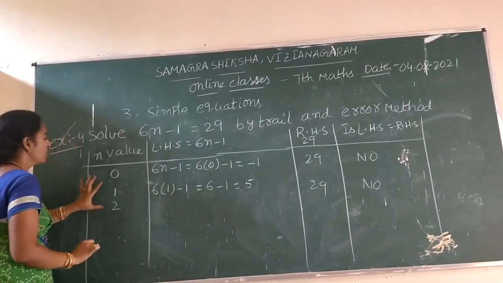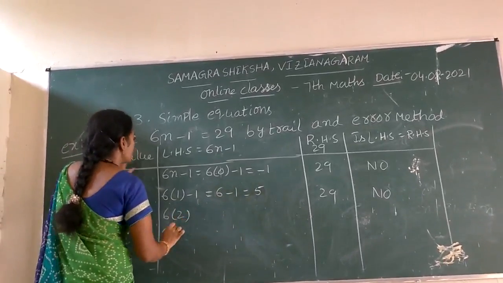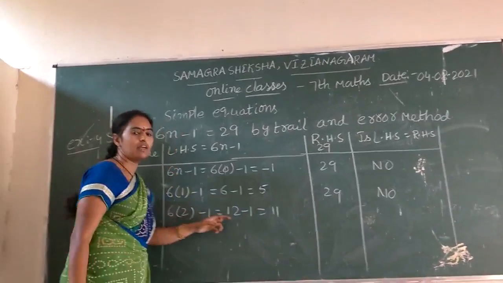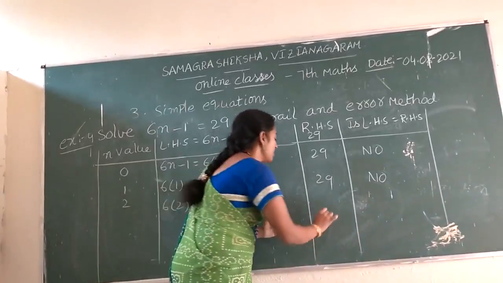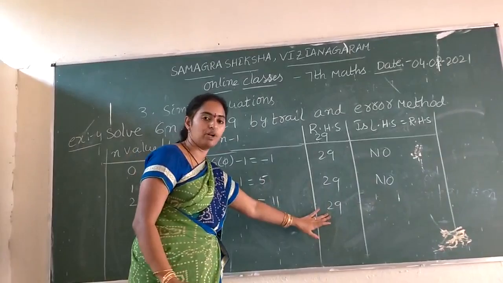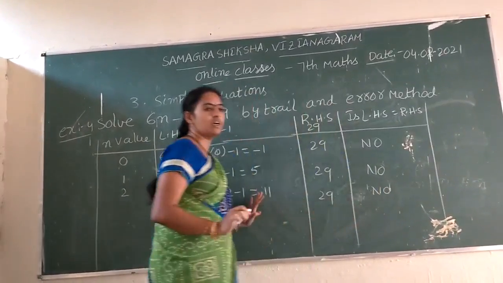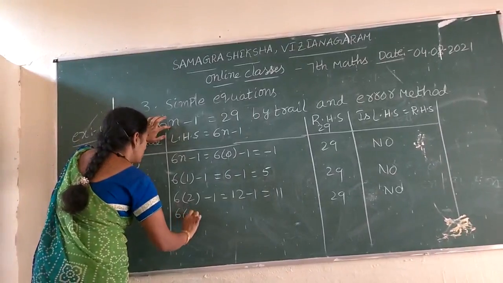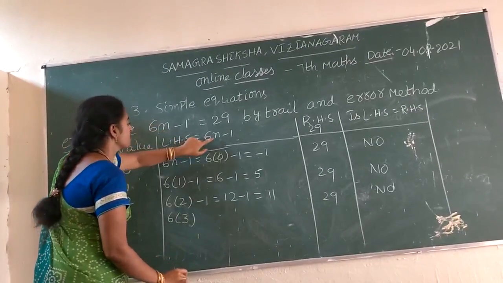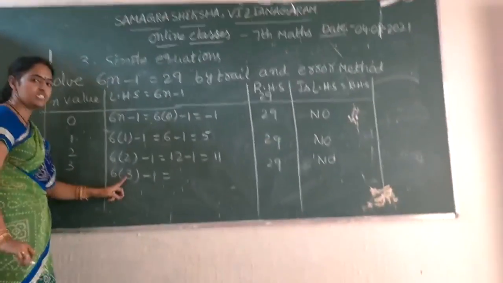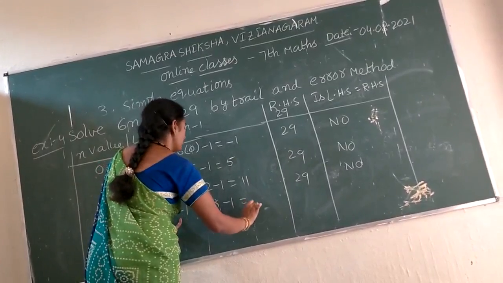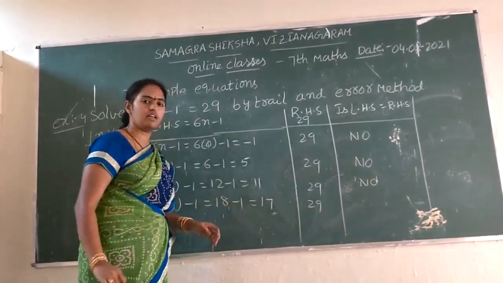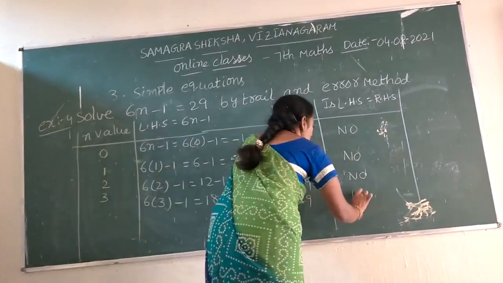Next we will take another value, 2, for n. LHS is 6 into 2 minus 1. 6 twos are 12, minus 1 equal to 11. Here we get the LHS value as 11 and the RHS is 29. Is LHS equal to RHS? No. Here also LHS is not equal to RHS. Next take another value, 3, for n. Substituting n equal to 3 in LHS, 6 into 3 minus 1. 6 threes are 18, minus 1 will become 17. So here we get the LHS value as 17 and the RHS is 29. Is LHS equal to RHS? No. Here also we get no.